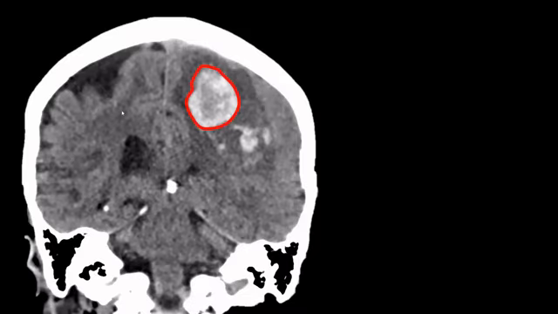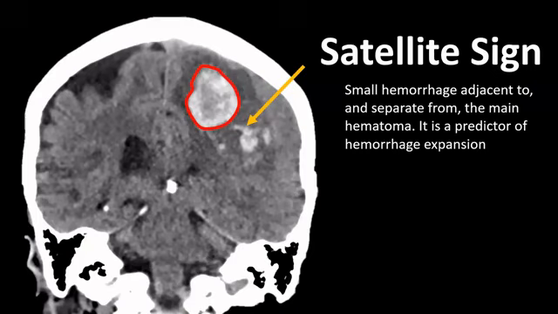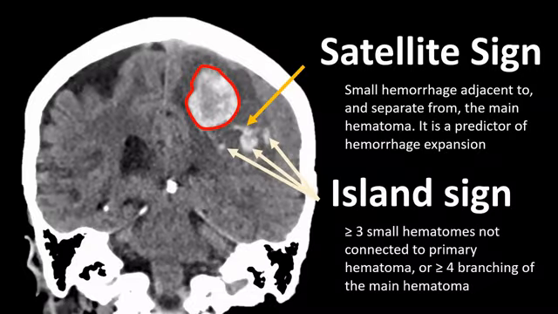Another sign associated with hematomas is the following. Sometimes you can see in the vicinity of the bulk of the hematoma, so the main hematoma, a smaller hematoma, and this is called the satellite sign. The presence of a small hemorrhage adjacent to but separate from the main hematoma is also a moderate predictor of hemorrhage expansion.